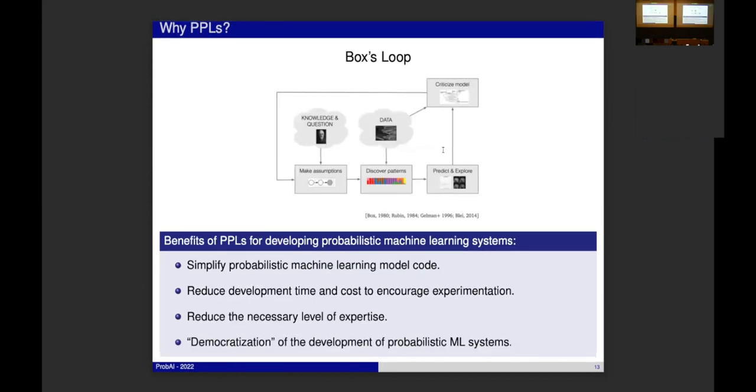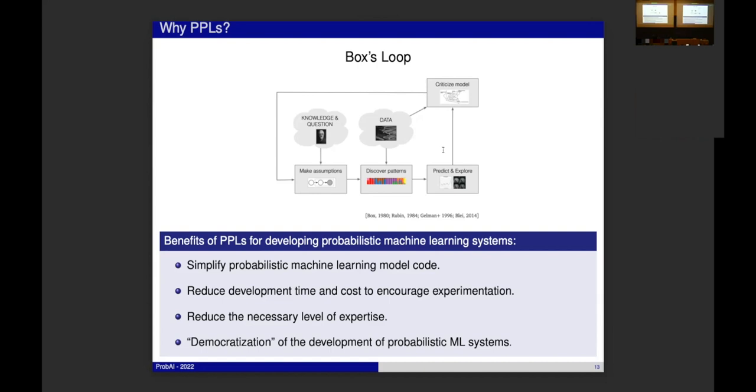And in that sense, we go back to something that Antonio mentioned this morning. When we are doing probabilistic AI, we always start with some knowledge, and then we want to answer some questions. We make our assumptions explicit about how the world works, and then we build our probabilistic model. Then we take our data, discover patterns in our data, make predictions, and explore our data. Then we criticize the predictions, the model itself, the assumptions that we have made, and then we go back, revise our assumptions, and proceed.